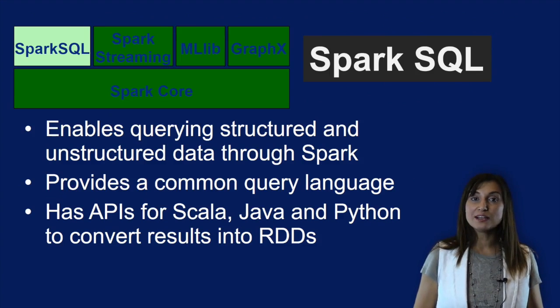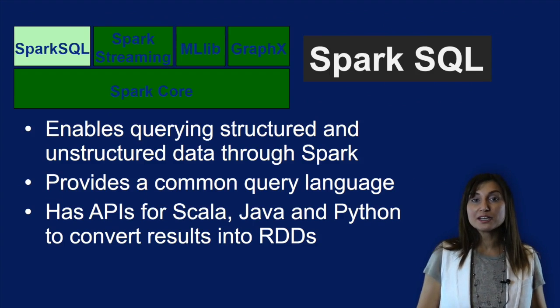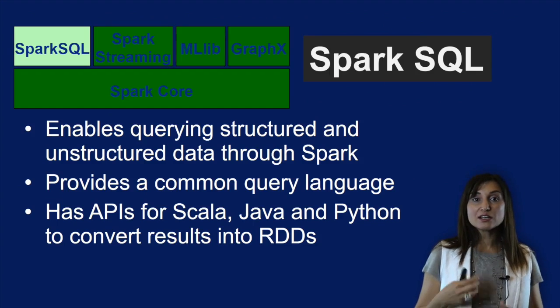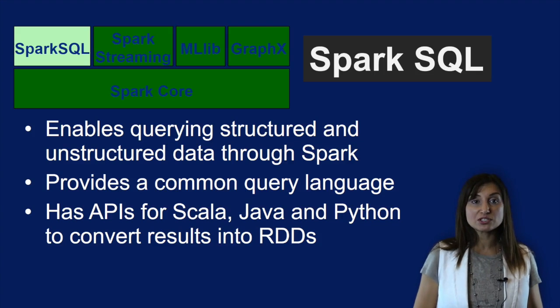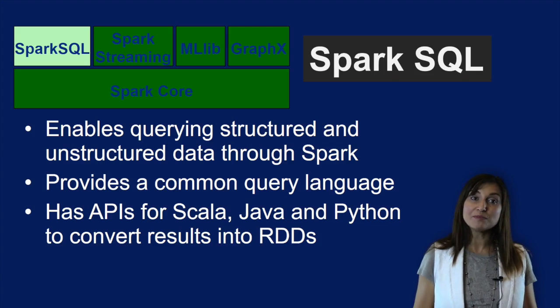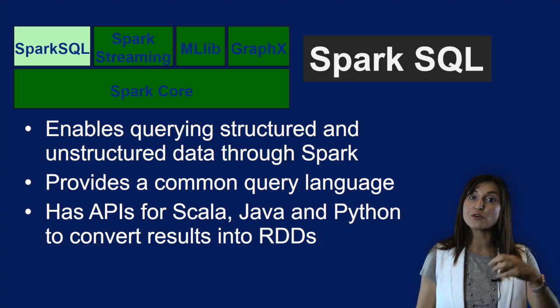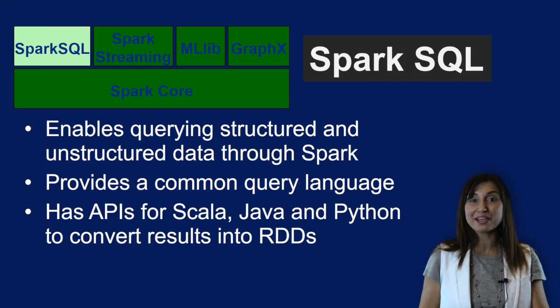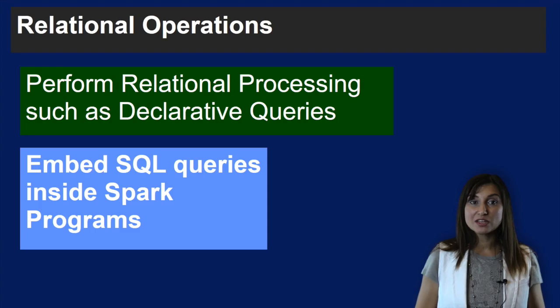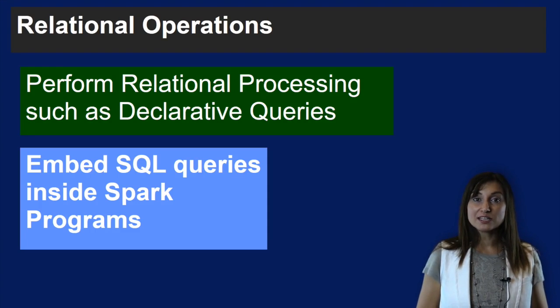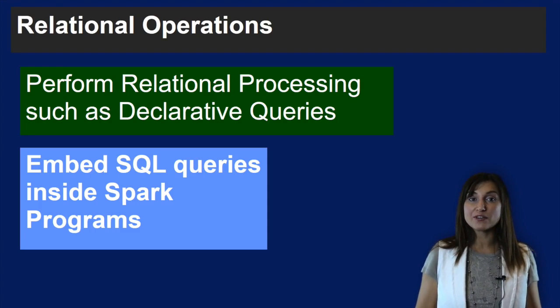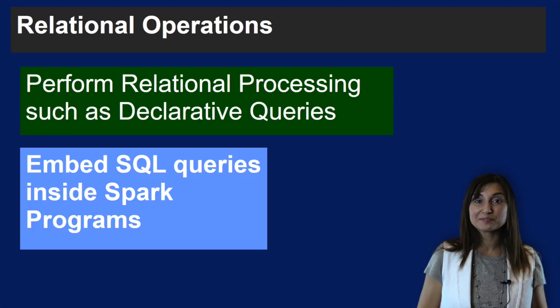Spark SQL is the component of Spark that enables querying structured and unstructured data through a common query language. It can connect to many data sources and provides APIs to convert the query results to RDDs in Python, Scala, and Java programs. Spark SQL gives a mechanism for SQL users to deploy SQL queries on Spark.